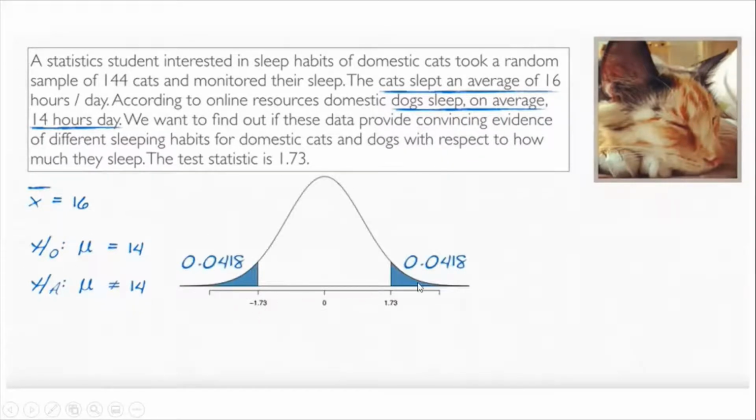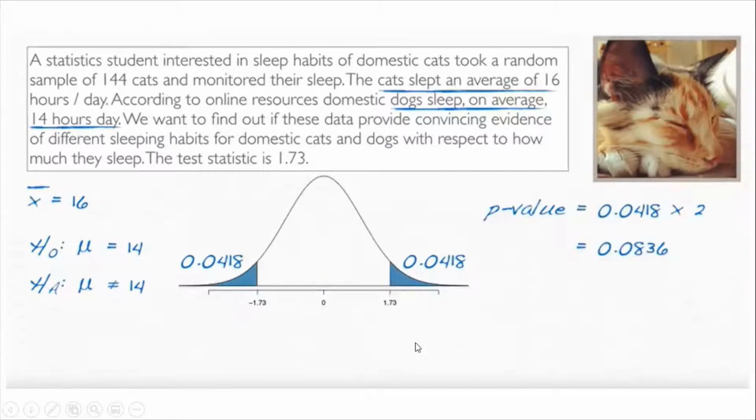Okay, so we look at the standard normal distribution, which is centered at 0 with standard deviation 1. What is given is the test statistic, 1.73. So we look at 1.73 and find a p-value. There are two areas, this one and this one. So we find one area under the curve and then multiply it by 2. So we get 0.0836. Again, it is greater than 0.05.